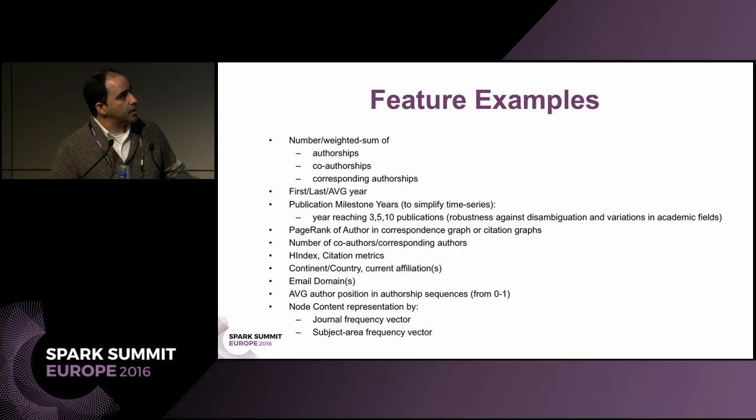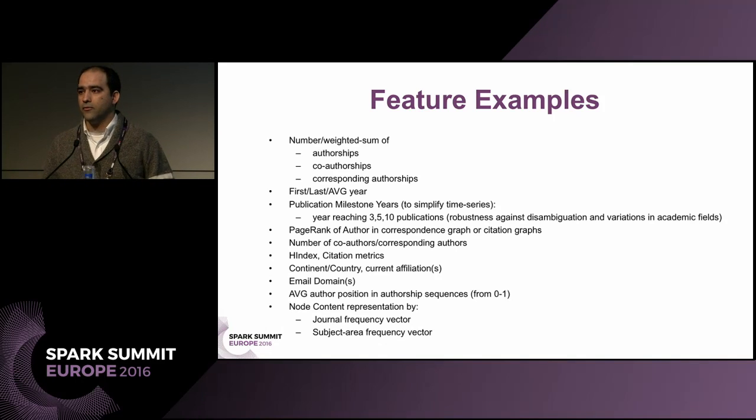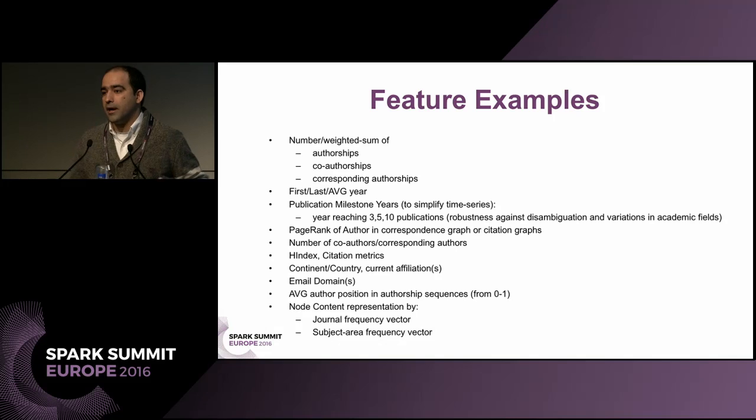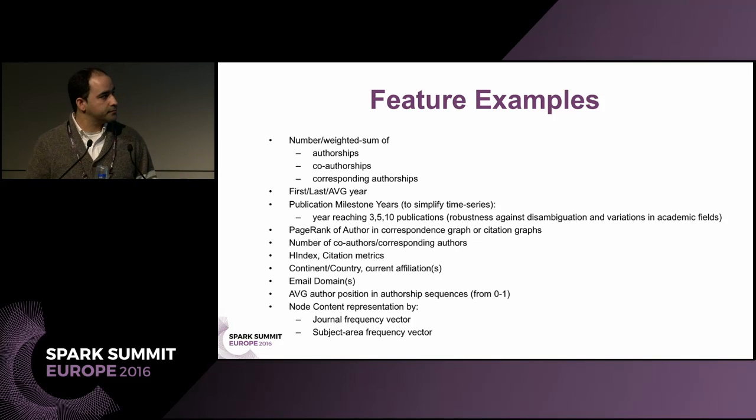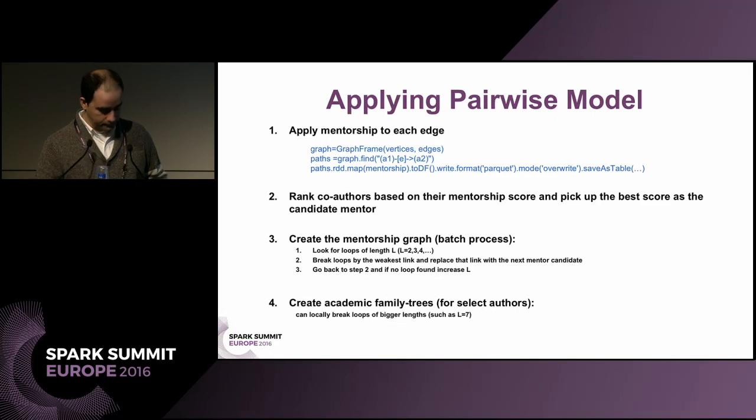To give you a bit more insight about the features, because they are really important, we have the number as well as the weighted sum of authorships, co-authorships, and corresponding authorships. A lot of these features are calculated in dual ways, meaning that we calculate them for the node, but something similar also for the edge. For example, we look at the time series: when someone reaches their first 3, 5, or 10 publication count, when they reach it, and when perhaps they together reach that publication count. Other features are citation metrics and the number of co-authors.